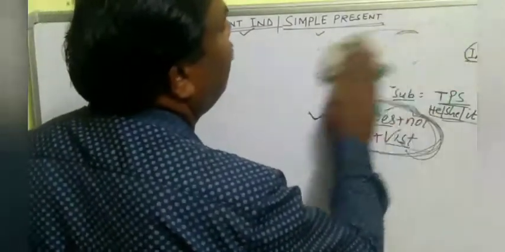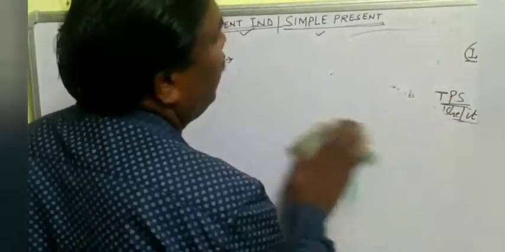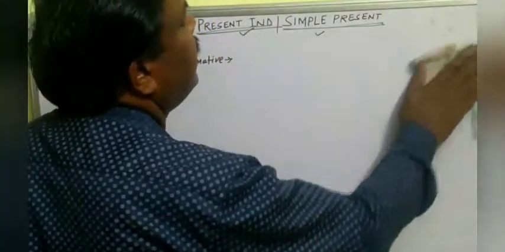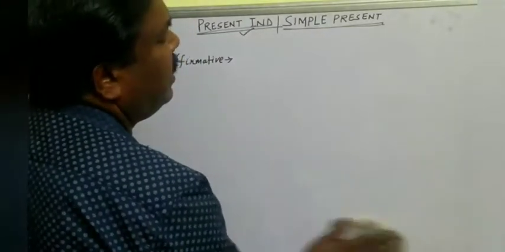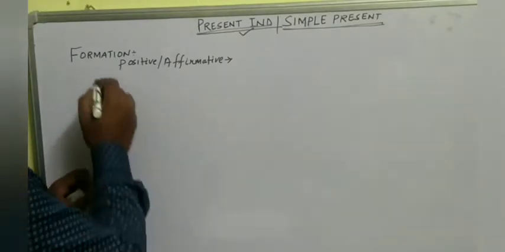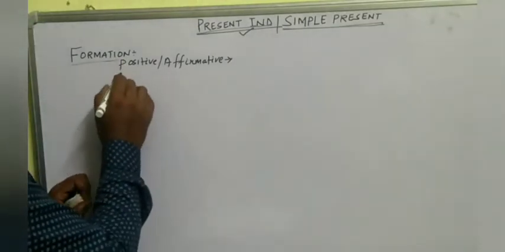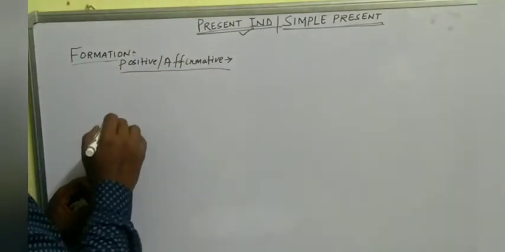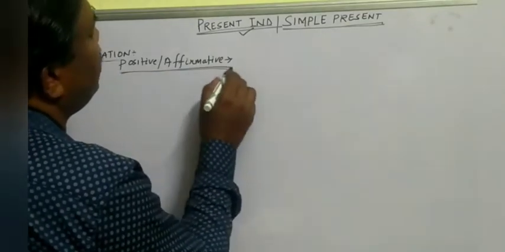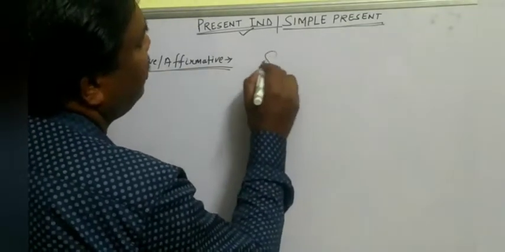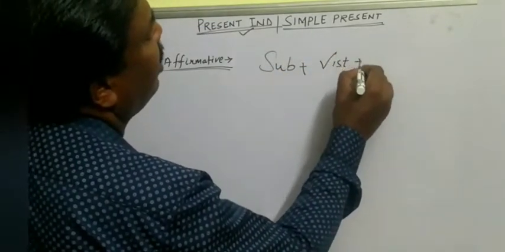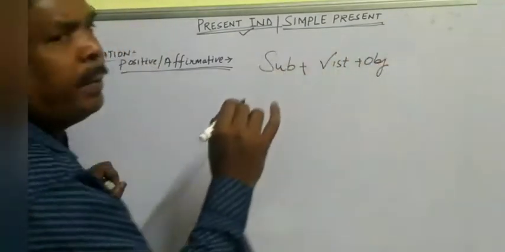Now we shall study the formation. There are different kinds of sentences: positive sentences, negative sentences, interrogative sentences. So, what are their structures? I am going to tell you. Formation. First, positive or affirmative sentence. In present indefinite, if the sentence is positive or affirmative, then at first we shall write subject, then first form of verb, then object. Is it clear?